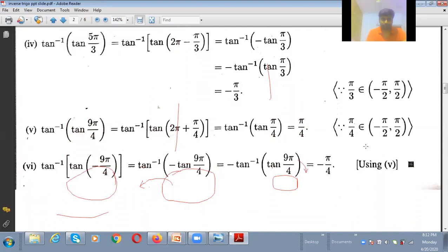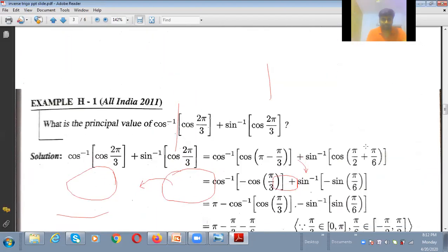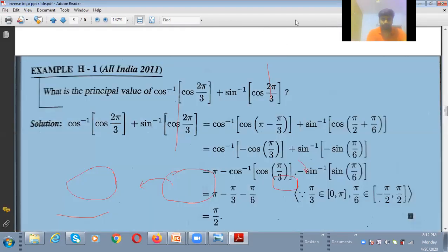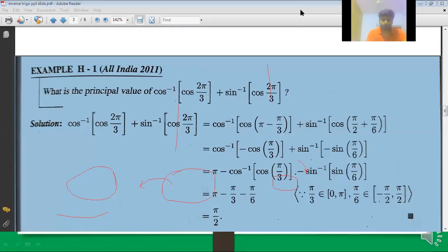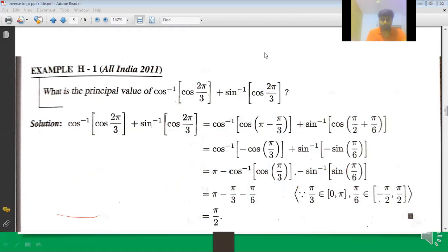So these are all tan inverse problems. Problems on tan inverse. Clear? Now let us go for the next problem in this. So this is very important. Now, so cos inverse of... now see here. So cos inverse of what was given in this.